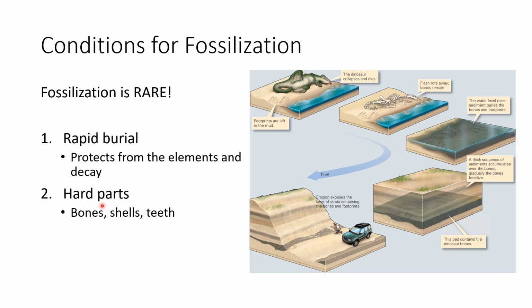And then if the organism had hard parts, so if it had bones or shells or teeth, it's more likely to turn into a fossil. So something like a dinosaur skeleton is more likely to turn into a fossil than like a dead jellyfish, because a dead jellyfish doesn't have any hard parts that can fossilize easily.